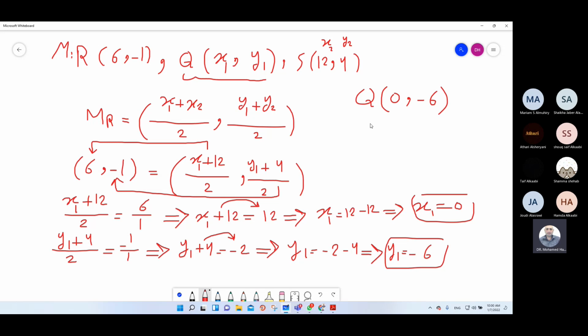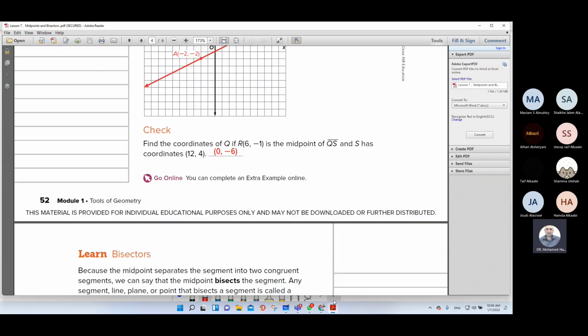Do you have any question about this idea here? No. Okay. So 0, negative 6.